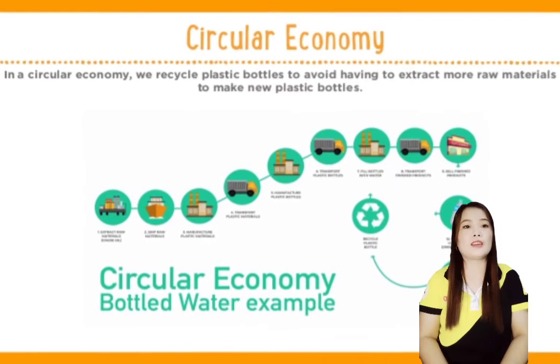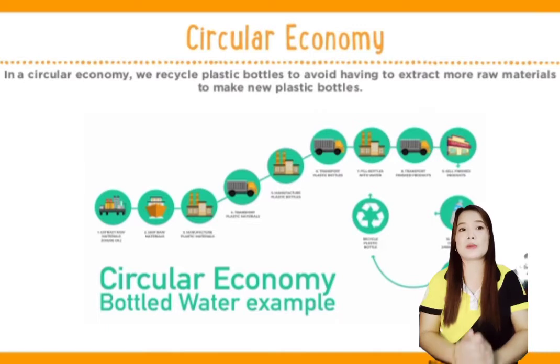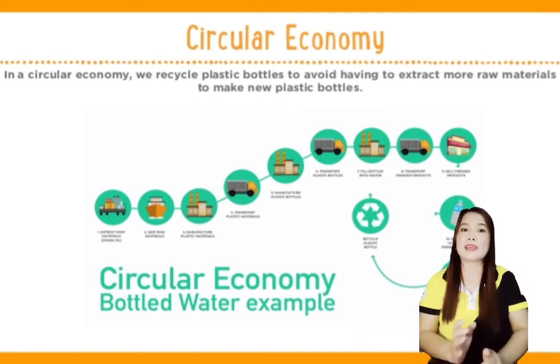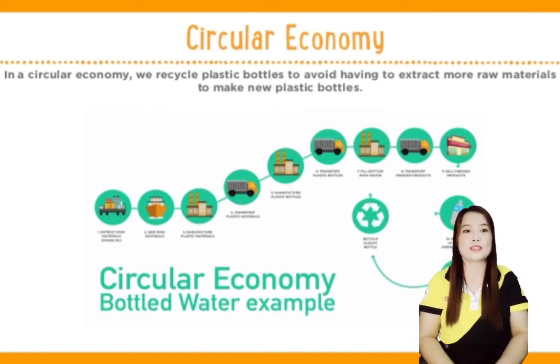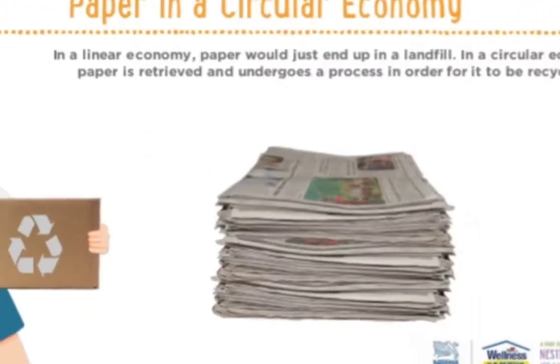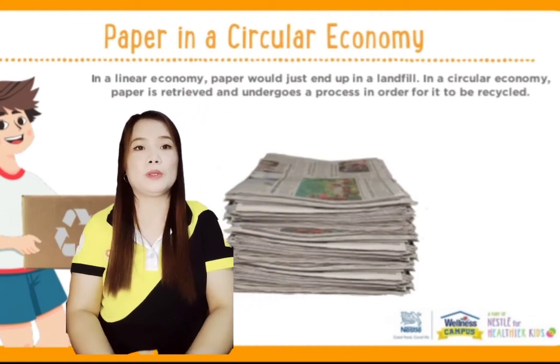But in a circular economy, we must look for ways to avoid having to extract more oil to make plastic bottles. We would gather used plastic bottles and recycle them for future products. Doing this does not require new oil and fossil fuels to be extracted from the earth. This makes use of plastic materials that already exist, and therefore, this benefits the environment. Let's look at a few more examples.